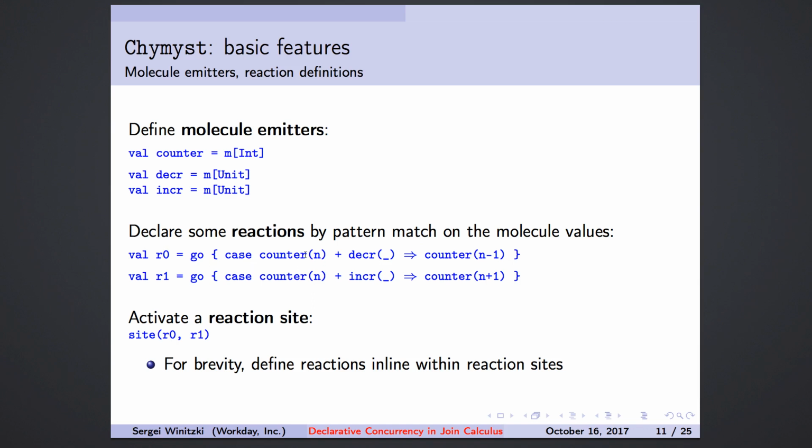Now we can declare reactions like this. These are actually pattern match expressions, and you can use arbitrary Scala partial functions with pattern match expressions. Anything you want. Case classes. You can use if here if you want. It's just unrestricted Scala code. And then you activate the reaction site. So we can also define reactions inline inside the reaction site, or we can define it in this way.